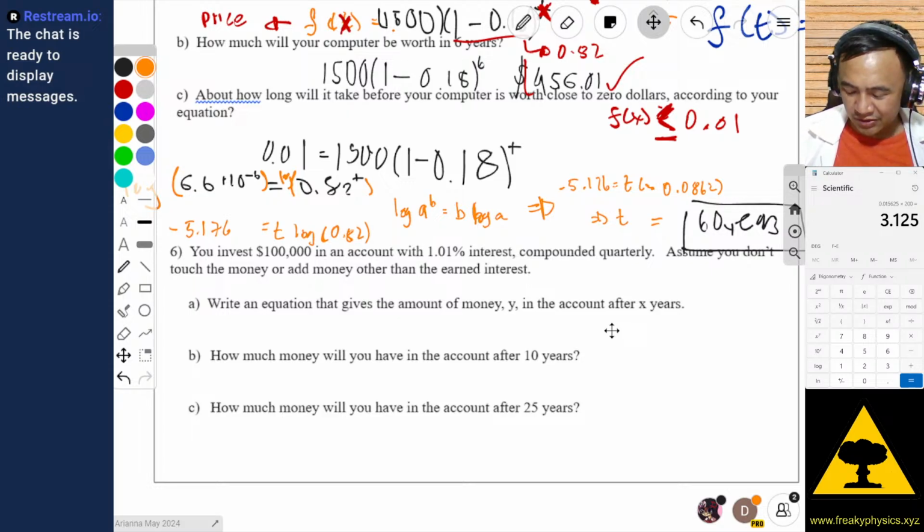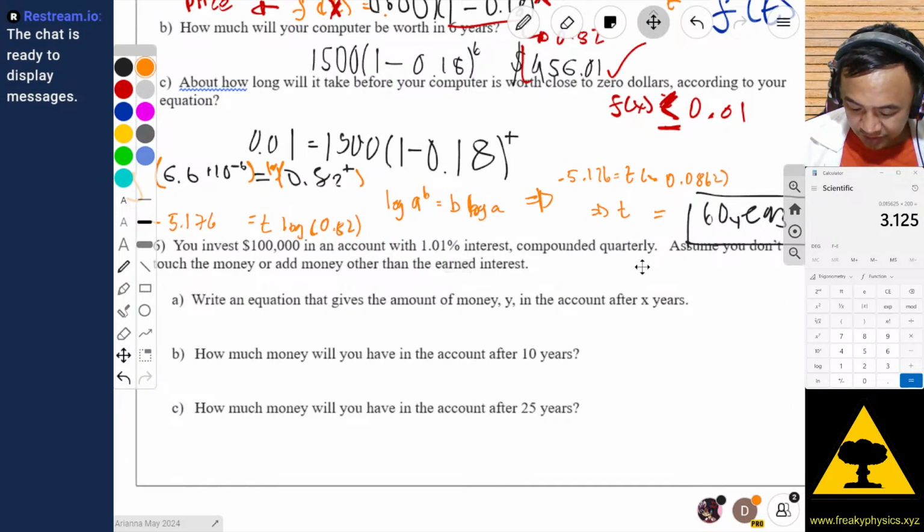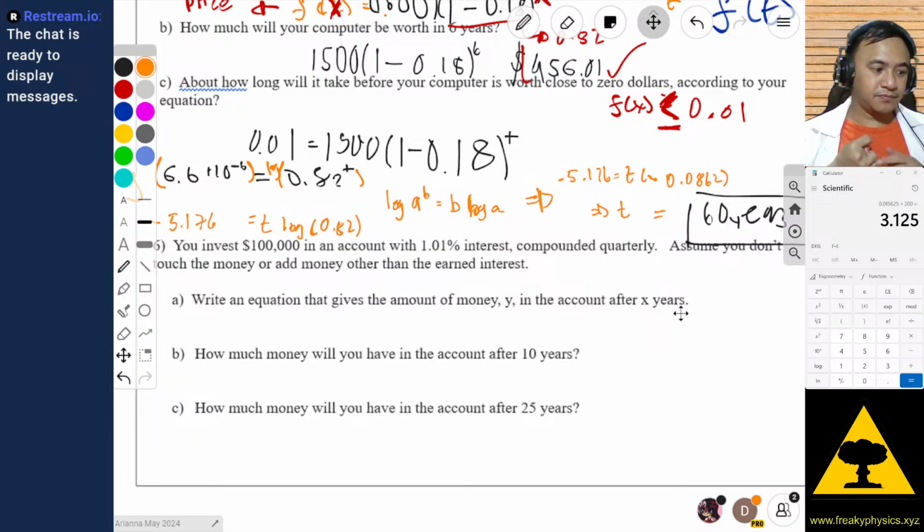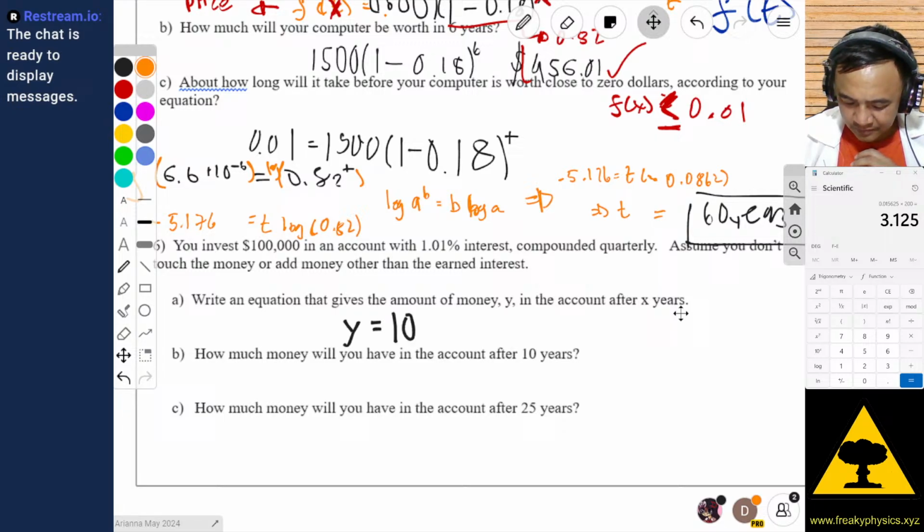This is going to be a bit trickier because it says here quarterly, but it says here years, right? So y or f of x. Let's use y here. 100,000. Correct. So that looks like a one.